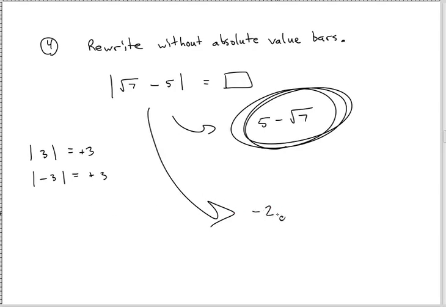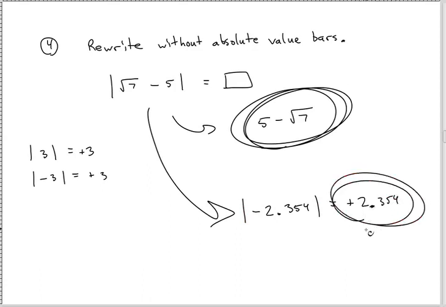I got a negative 2.354. And so what they're really trying to say here is that we got the absolute value of negative 2.354. And what would be the answer to this? Absolute value, what is that? It's a positive 2.354, right?